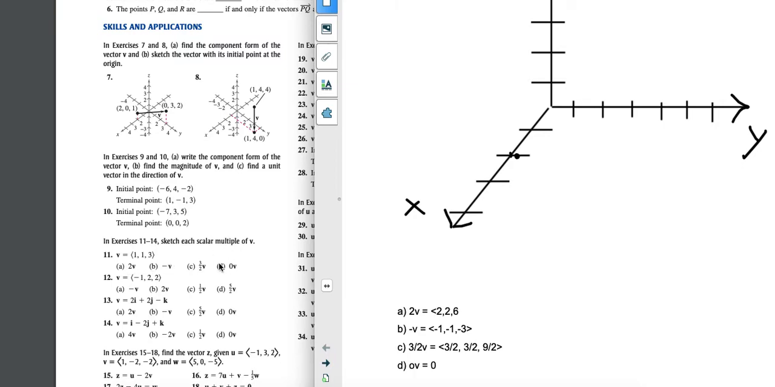So let's first figure out what the scalar multiples are. For part A, we're just taking 2 times vector v, so it'd be 2 times 1, 2 times 1, 2 times 3: 2, 2, 6.